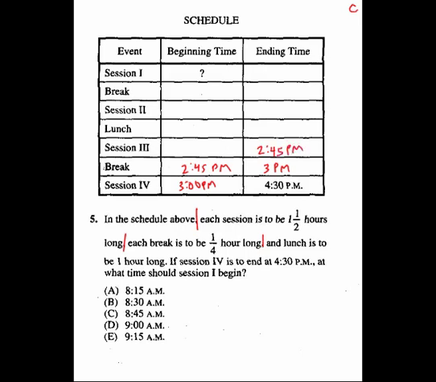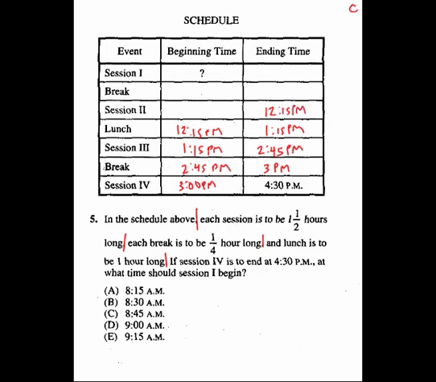Remember, the session time is 1.5 hours long. So we're dealing with 1:15 p.m. And we're just going to keep going here, 1:15 p.m. Now, we don't know what lunch is. So the next phrase says, and lunch is to be 1 hour long. Okay, so that means the beginning time was 12:15 p.m., which is the ending time of session 2.